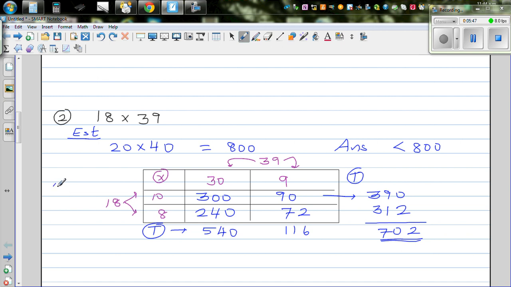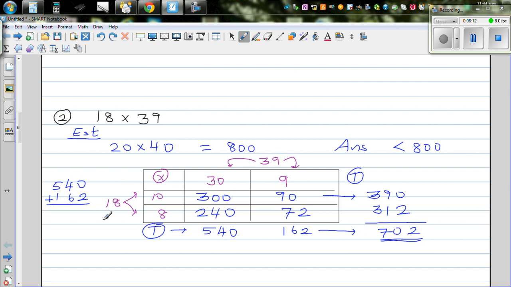So let's check. 540 plus 11. This is 112. I've made a mistake here. So this is 72. So this is 162. Yeah, this is 162. So let's add and check whether we're getting the same total both ways.